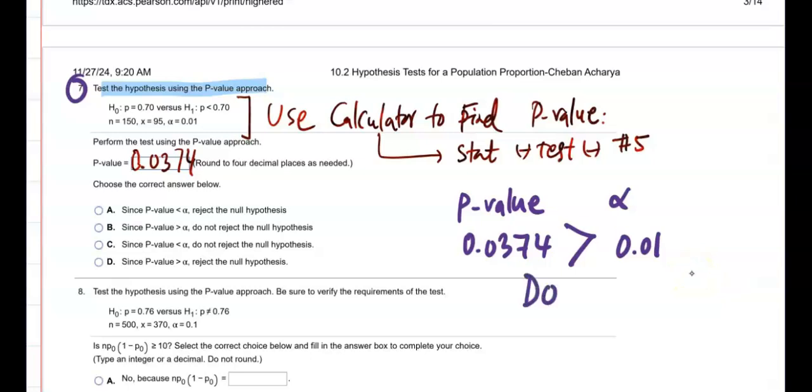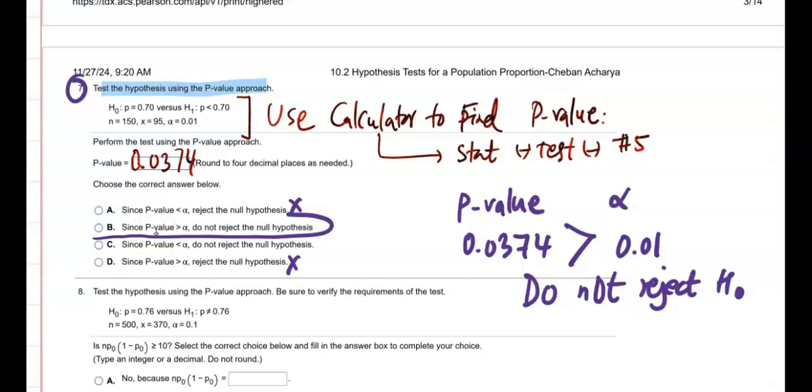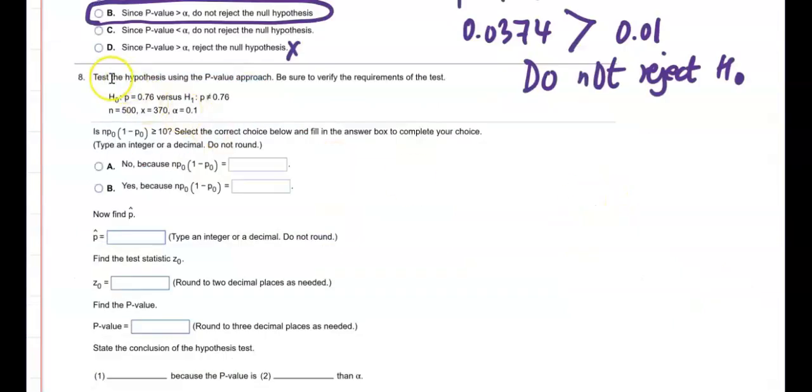You do not reject the null hypothesis. So you have to choose the option here. This is a reject, this is incorrect, this is a reject as well. So A and D are incorrect choices. You do not reject the null hypothesis. So why? Because p-value is greater than alpha, which is B, our choice here. Because p-value is greater than alpha, you do not reject. Okay, question number 8.